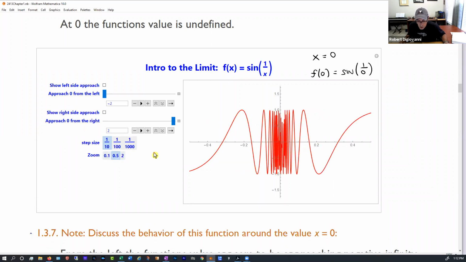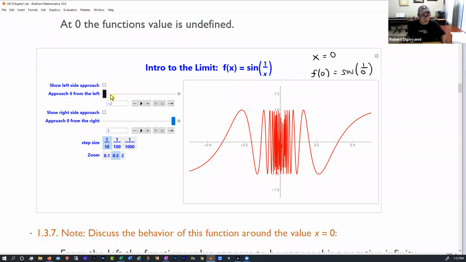My computer's having a problem. So this thing is like wiggling. And if you try and zoom into what's happening at 0, you can't tell. But you have to trust the algebra. At 0, it's undefined, right? So there's no dot at 0 anywhere.